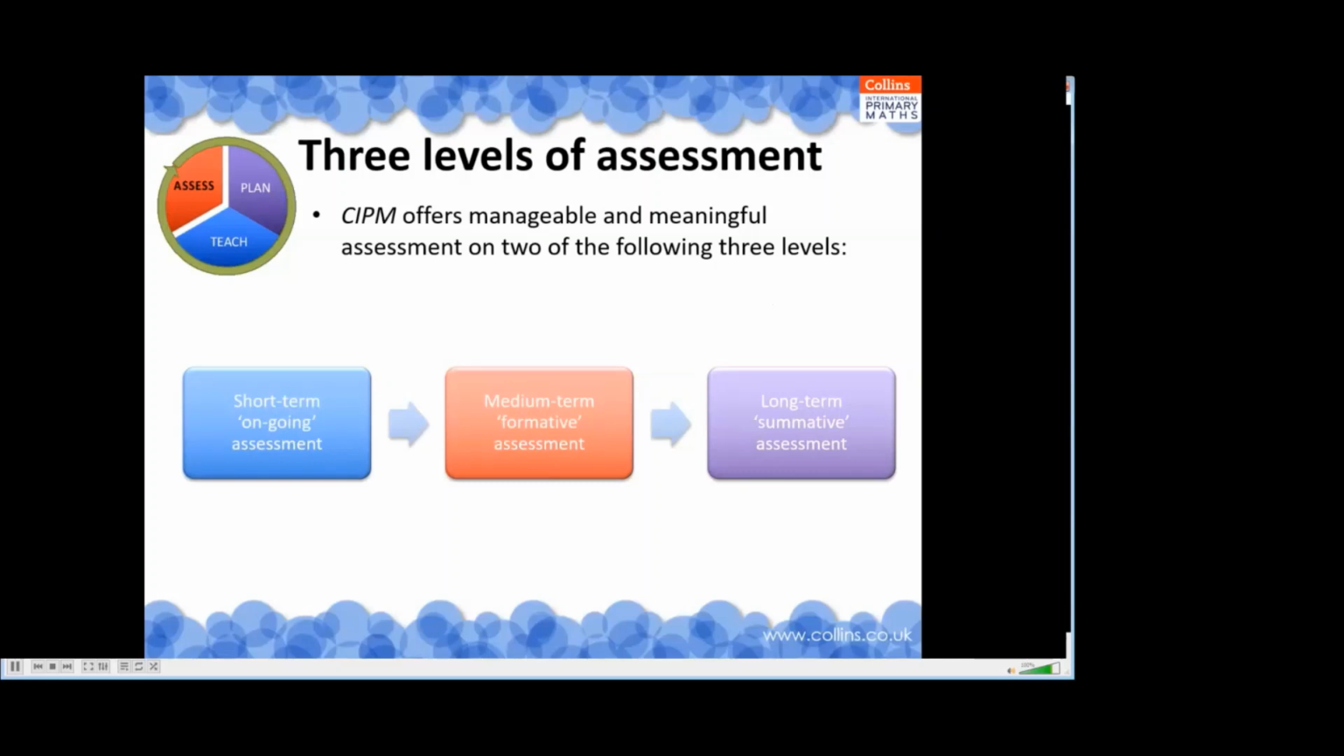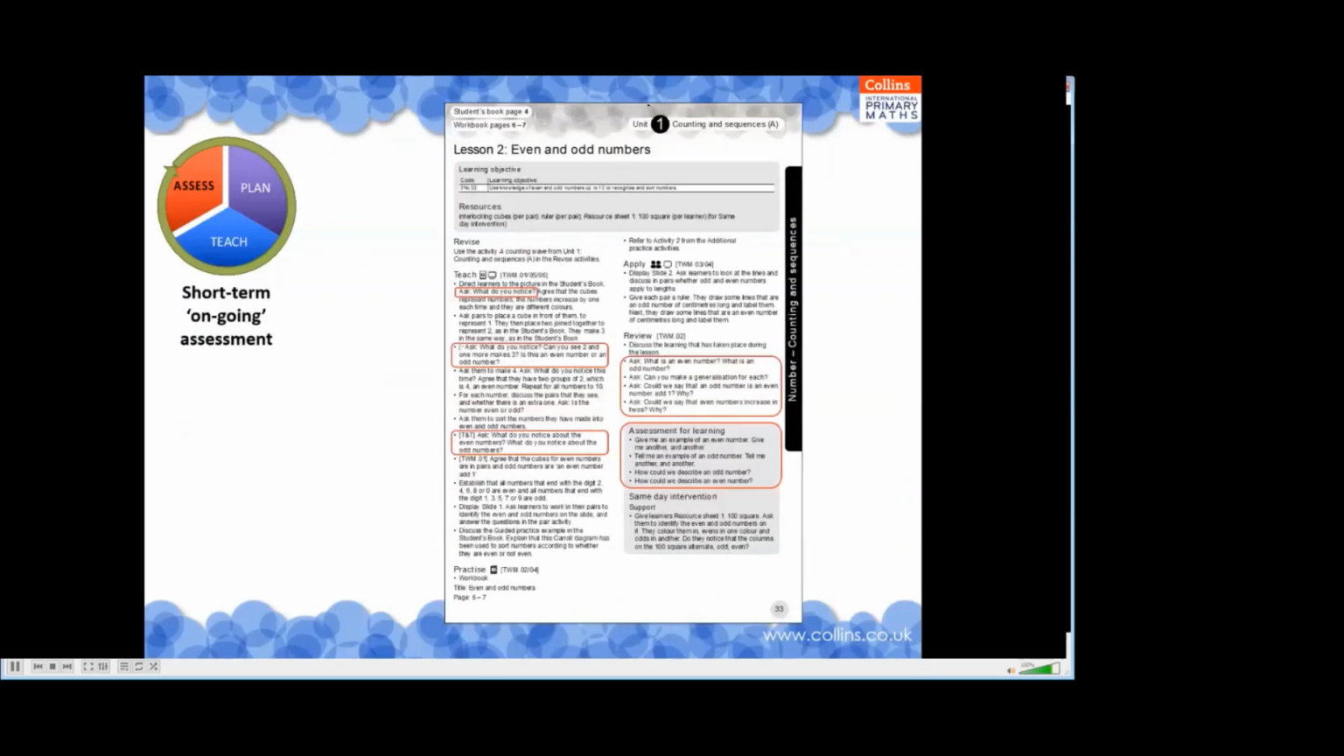Monitoring, evaluation, and feedback continue the teaching and learning cycle and are used to form the basis for adjustments to the teaching program. Collins International Primary Maths offers meaningful, manageable, and useful assessment on 3 levels. Short-term, ongoing assessments are an informal part of every lesson.